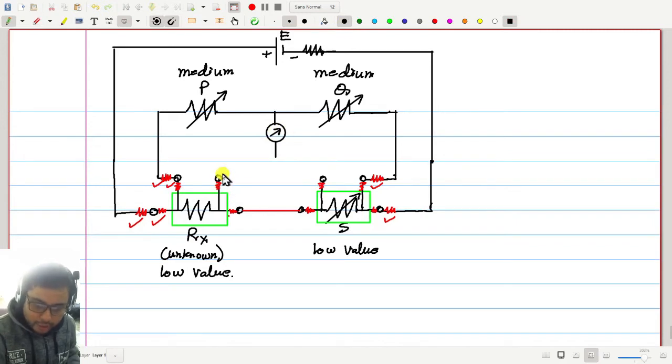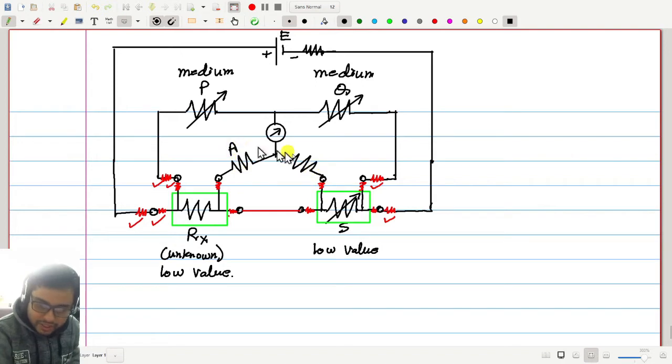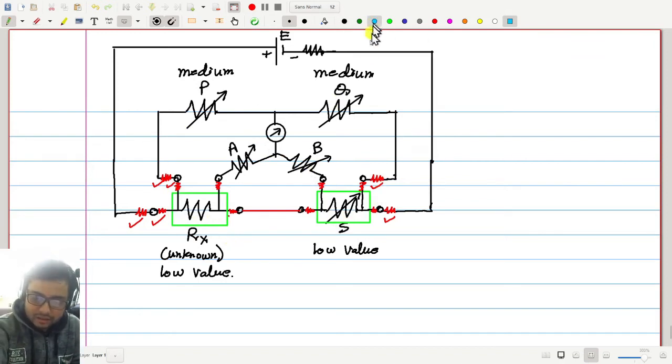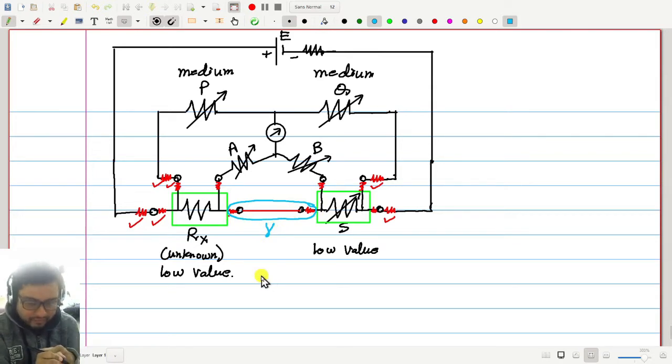Now what I will do, I will connect two resistances here, call them A and B, variable and known standard resistances, and this way I will make a bridge. Okay. And now let me call these two problematic resistances together as gamma. Okay. And this resistance, this small one, is in series with A.